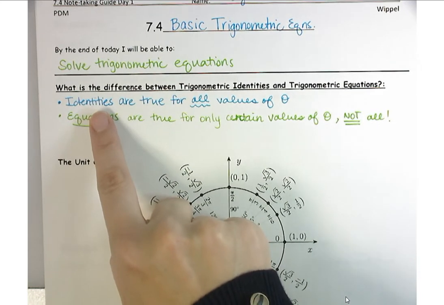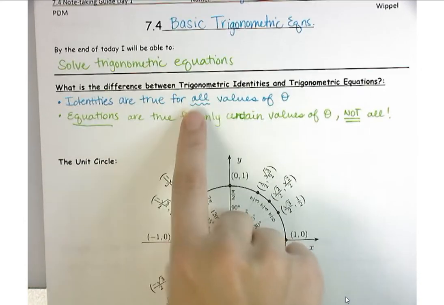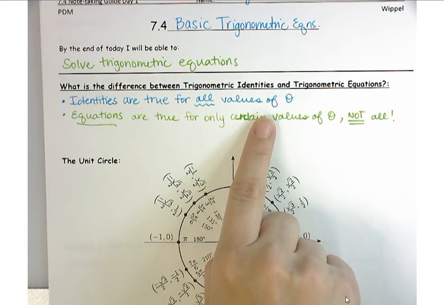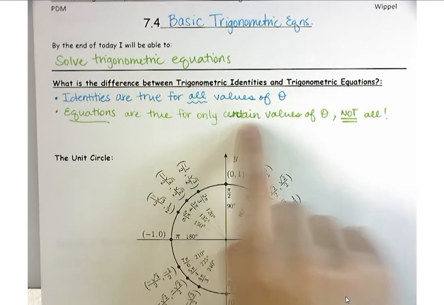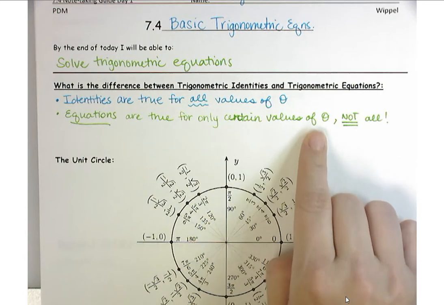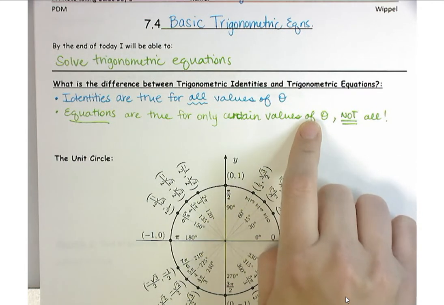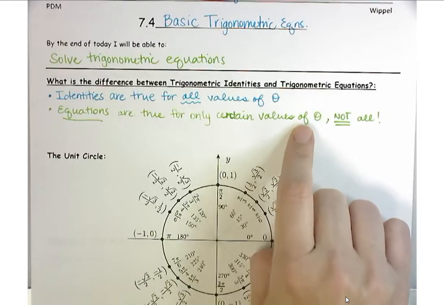So identities are going to be true for every value of theta. Right? It's going to work no matter what theta is. But equations are only true for certain values of theta, not all of them. So what we're going to be doing is solving to find what values of theta would make it true.